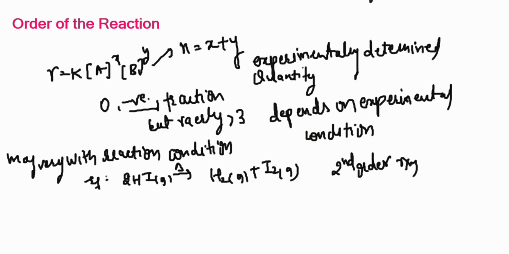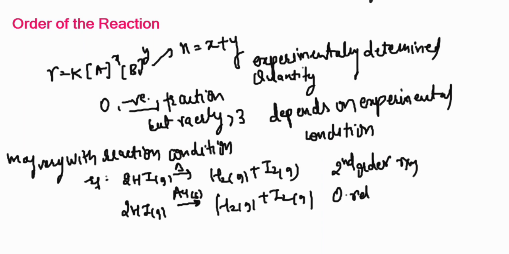Now, when we use Au as our catalyst, the reaction comes out to be zero order. So when we simply heat, the reaction is second order, and when using a metal catalyst, Au metal, it is a zero order reaction. So the order varies with the reaction conditions.